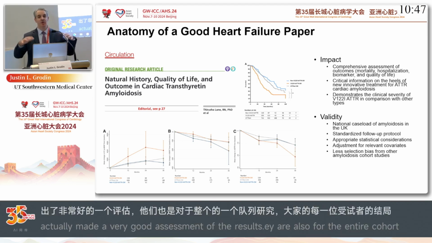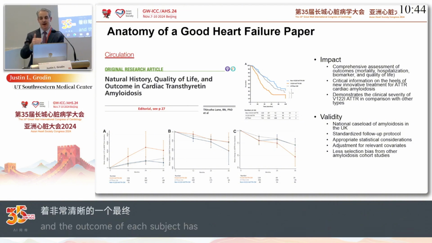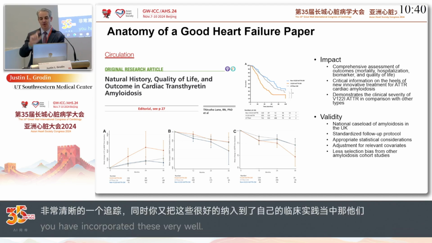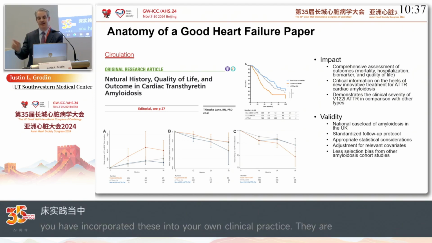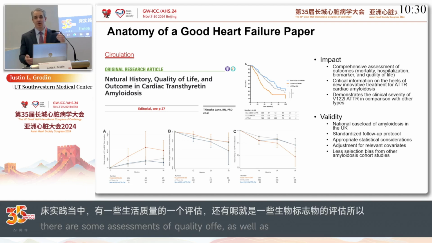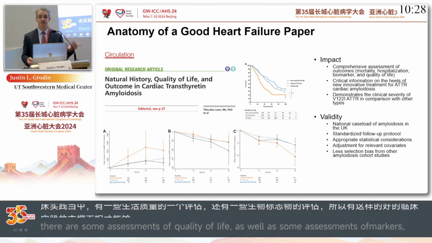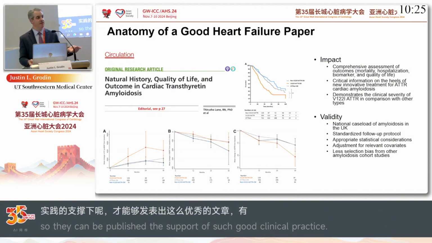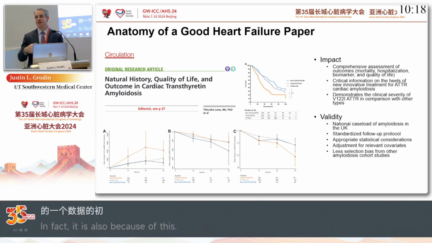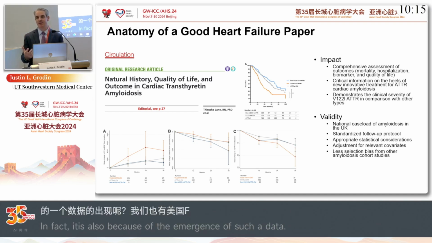Embedded within their own clinical practice were routine and protocolized biomarker and quality of life measurements. So this easily translated to an observational cohort study. Now this information was critical because just several months before this manuscript was submitted, the United States FDA approved the first pharmacotherapy for transthyretin amyloidosis. And then as I mentioned, this was the first manuscript that really demonstrated the prognostic relevance of this variant to cause amyloidosis.